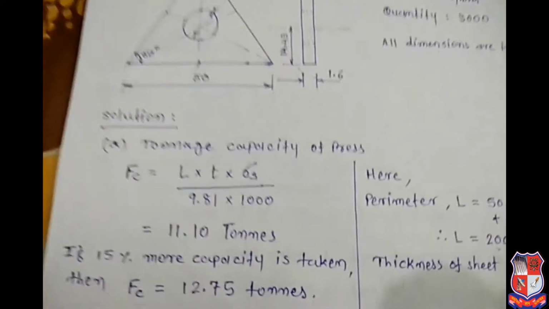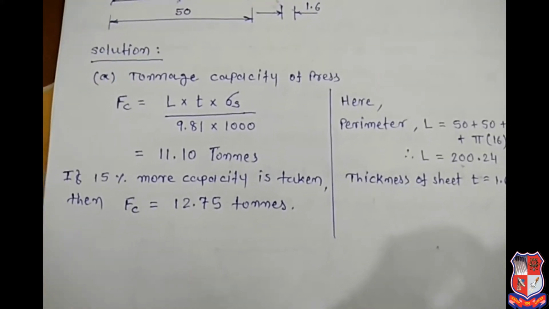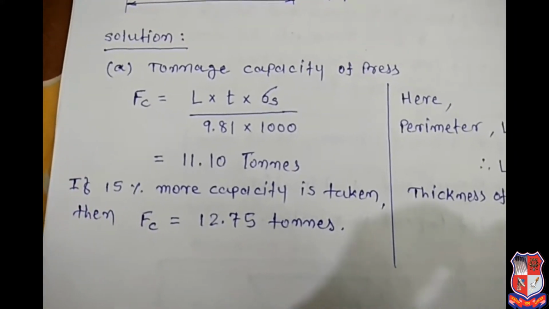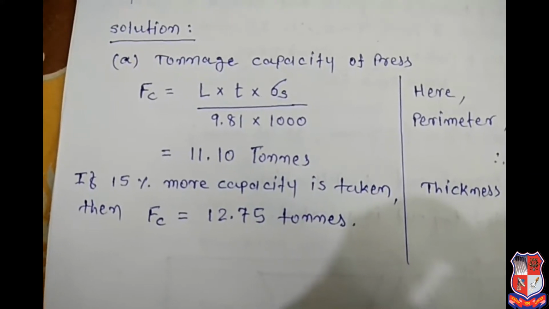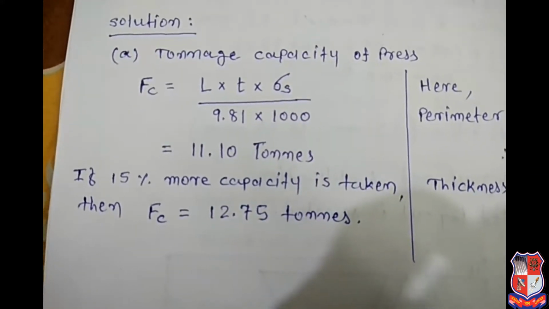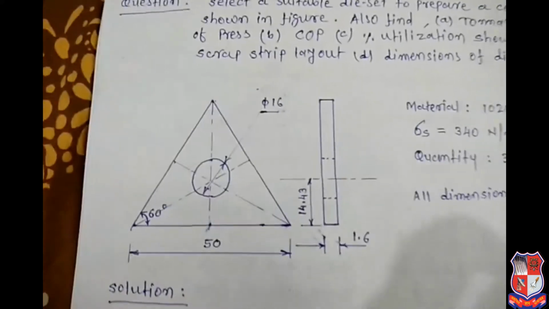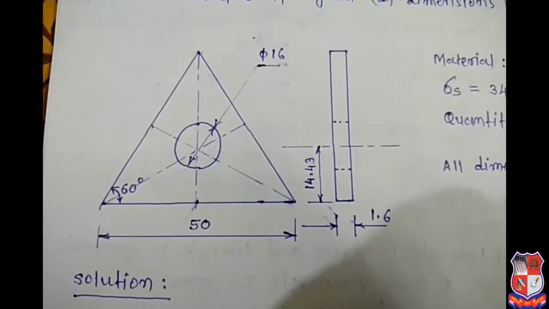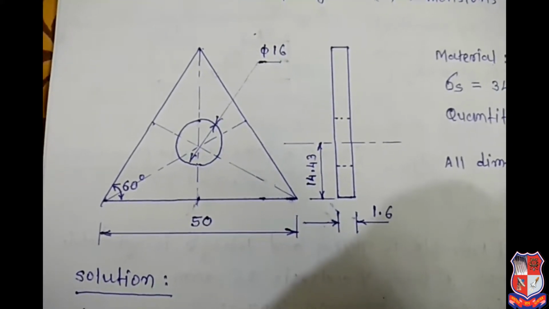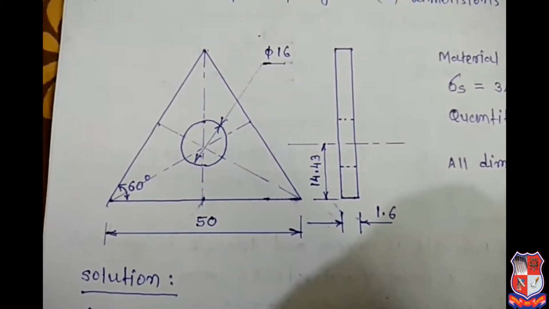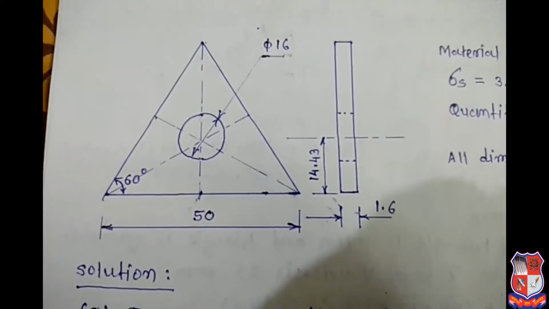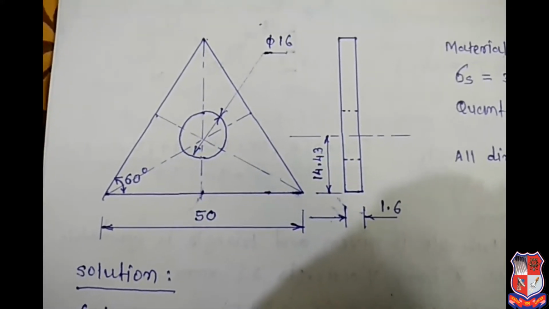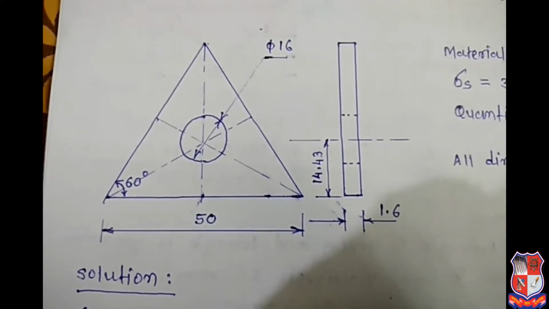So let us see first of all how to find the tonnage capacity of the press. You can see the formula: L into T into sigma S. L is the line perimeter of the workpiece. Here you can see this given problem is a combination of two operations: blanking as well as punching. In the center you require to cut the 16 mm hole also, so you have to consider that operation also. So here blanking and punching, both operations are considered.